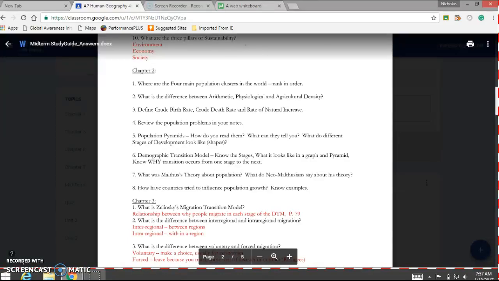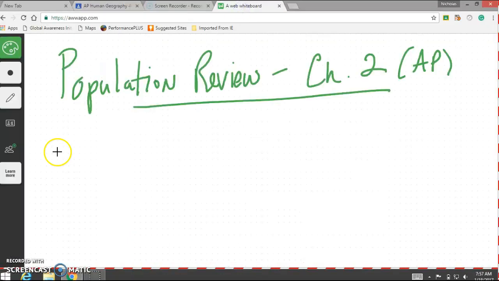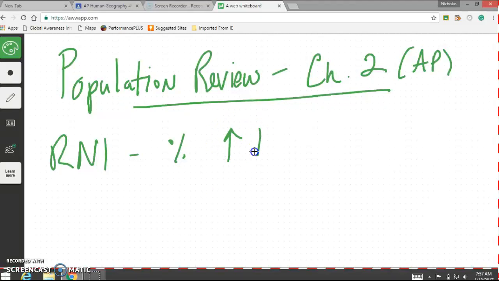CBR, CDR, and RNI. Now we start to get into some of the concepts related to population statistics. So we know that CBR is crude birth rate, CDR is crude death rate. Those are just the number of births per 1,000 people or number of deaths per 1,000 people in a population. And the rate of natural increase is the difference of them. So rate of natural increase, that percentage tells us if a population is growing or declining.